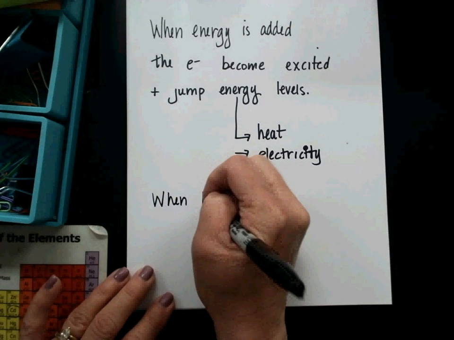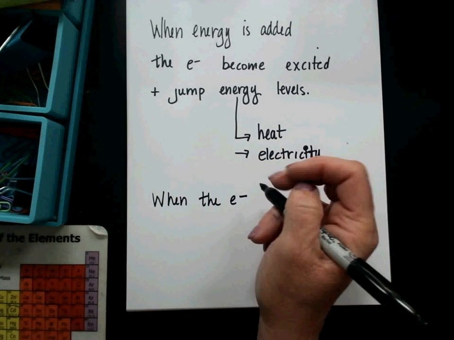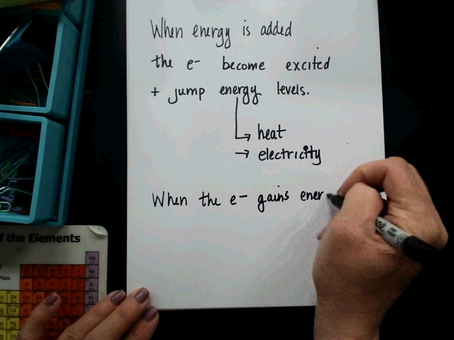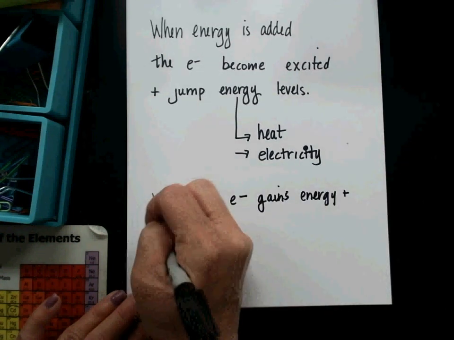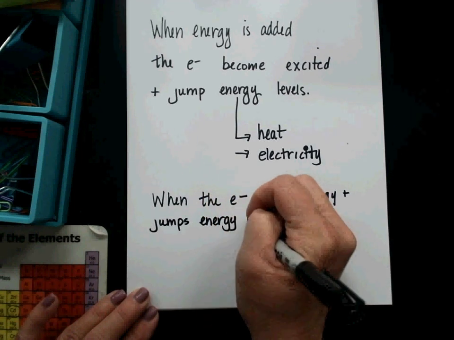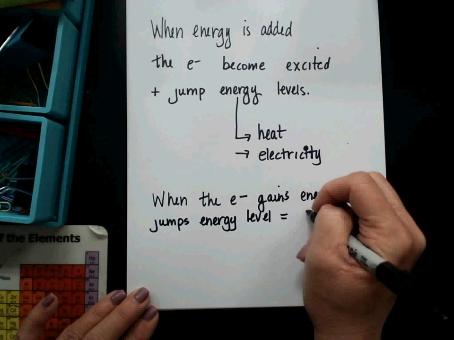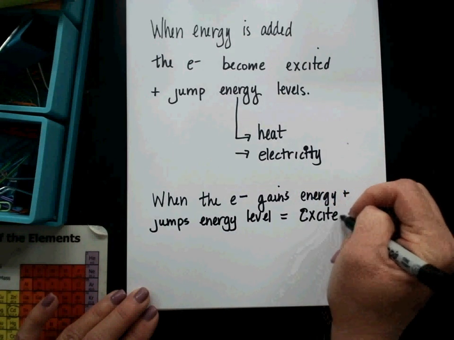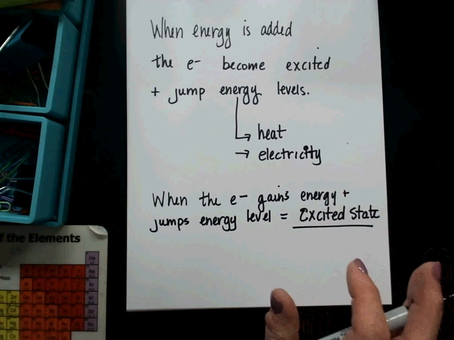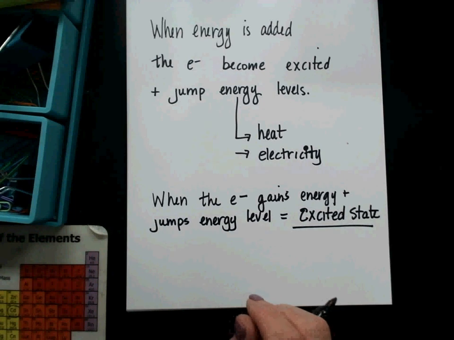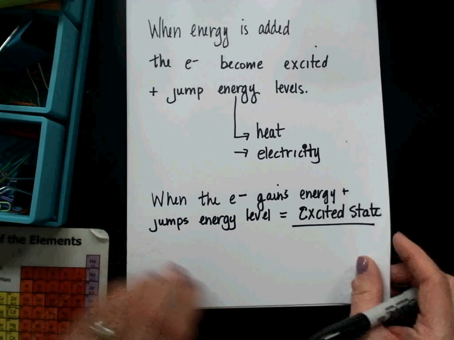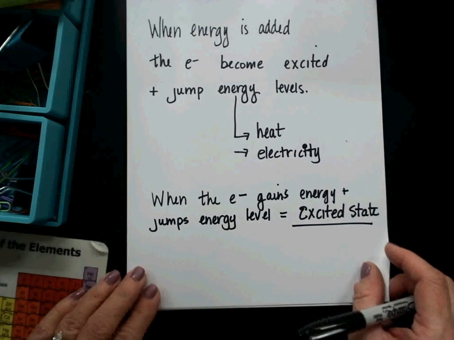So when the electron moves up and it jumps up to different energy levels, that's called excited state. So ground state is where they normally are. Excited state is when they've moved up, gone to a higher energy level. And we're going to make a little diagram here and look at how that happens.